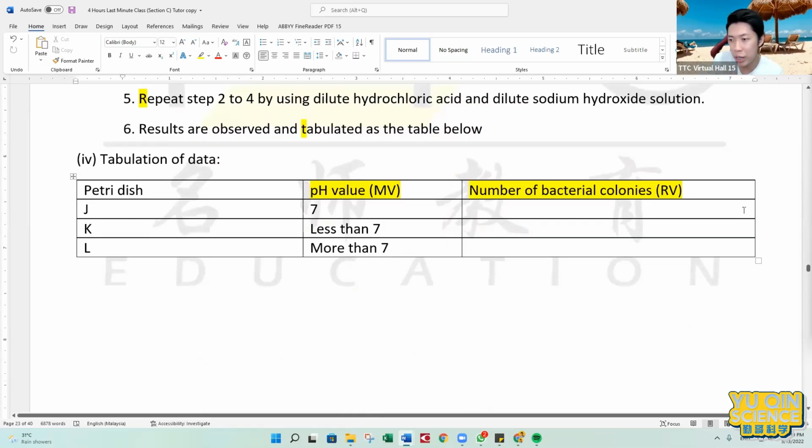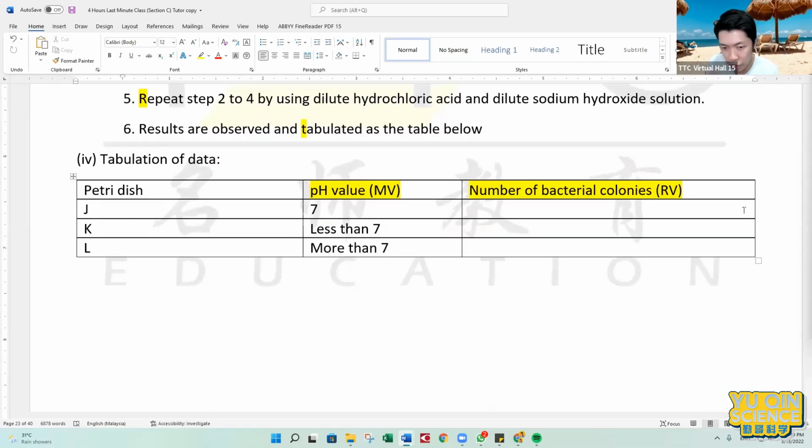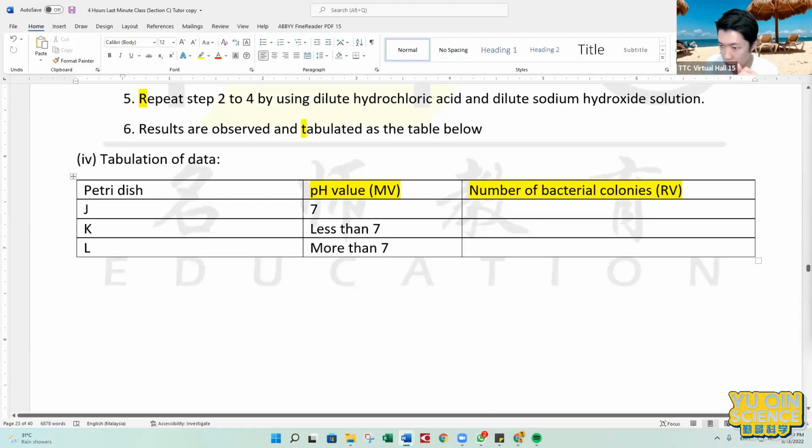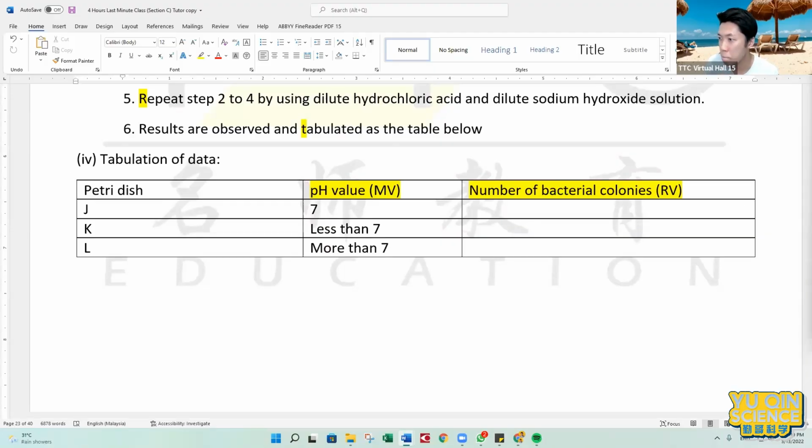RV, no need to fill in the blanks. Just leave it empty. You have not done the experiment, so there's no need to write anything. Okay, all good.